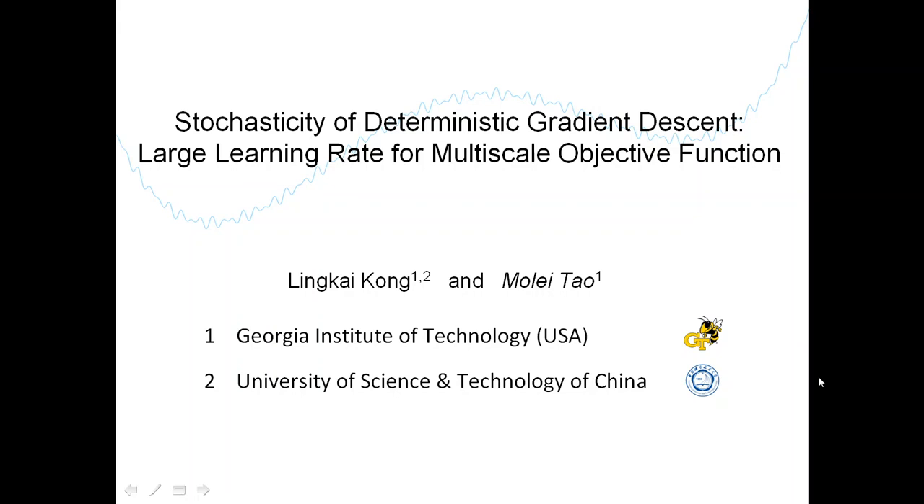What I'm going to talk about is a joint work with my student Lin Kai Kong, and it's about the behavior of a popular optimization method used in machine learning, namely gradient descent. In particular, we wanted to understand what happens if the learning rate is chosen to be very large, and what we discovered is that if the objective function exhibits behaviors over multiple scales, then the deterministic iterates can actually appear to be stochastic.